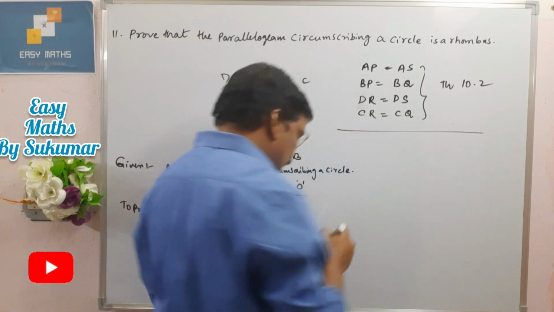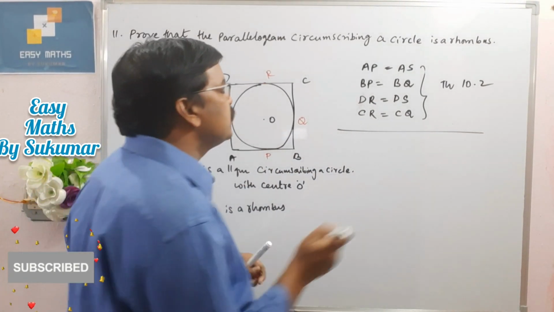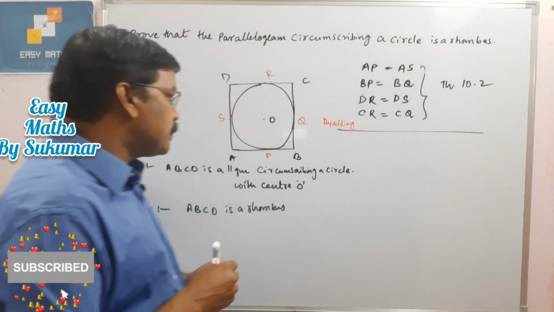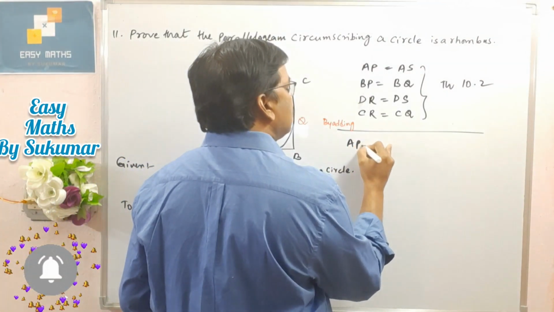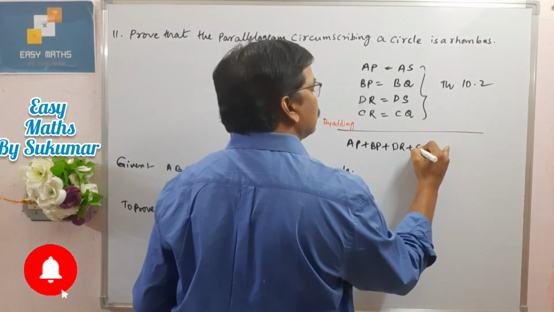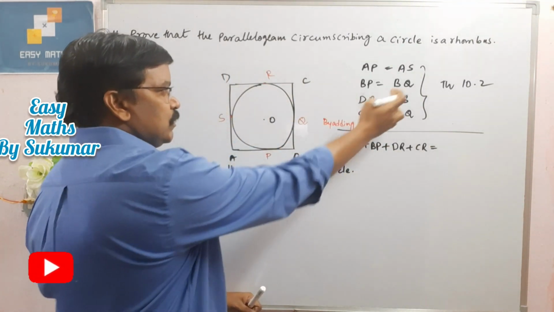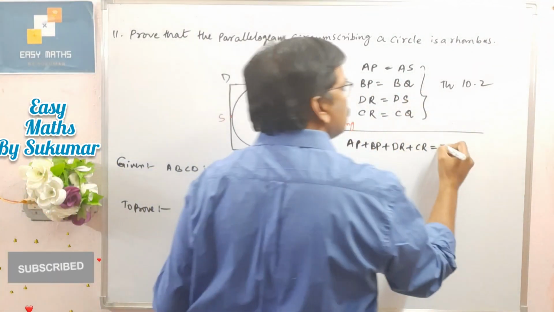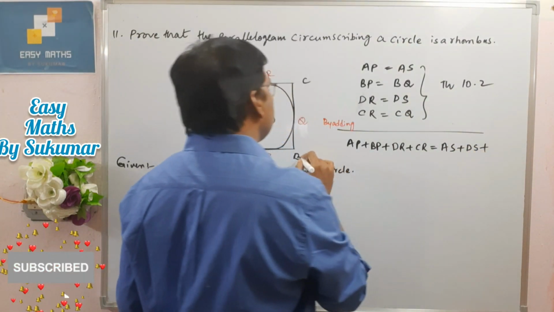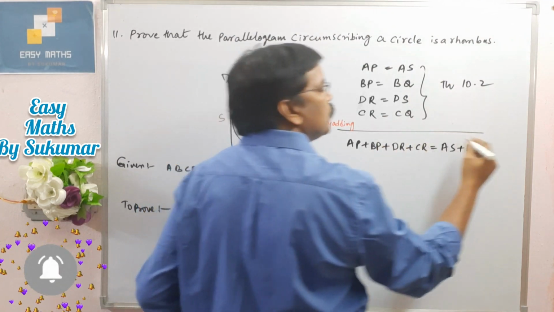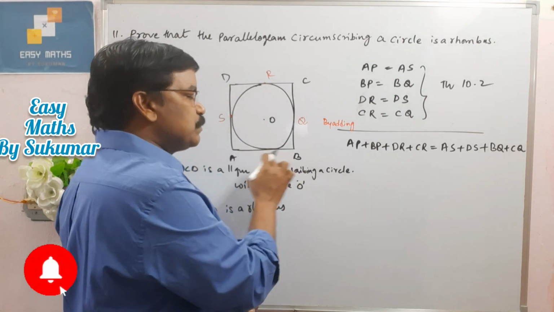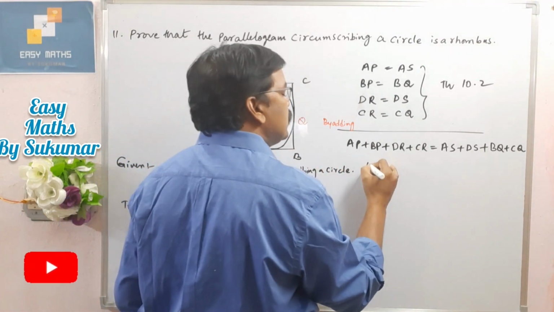Now by adding these equations, AP plus BP plus DR plus CR is equal to AS plus DS plus BQ plus CQ. What is AP plus BP? The sum of these two segments is equal to AB.